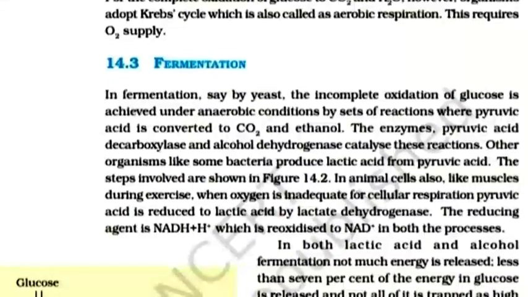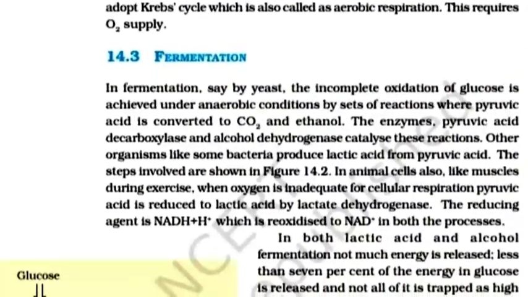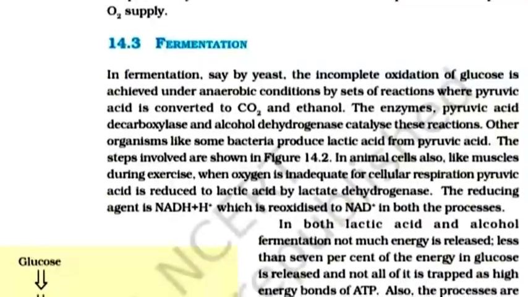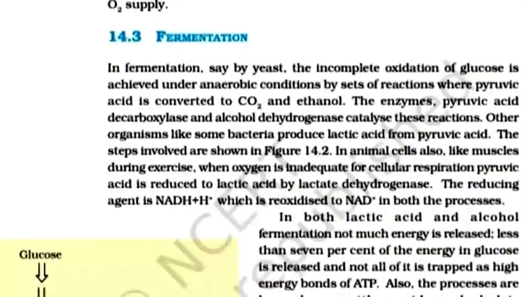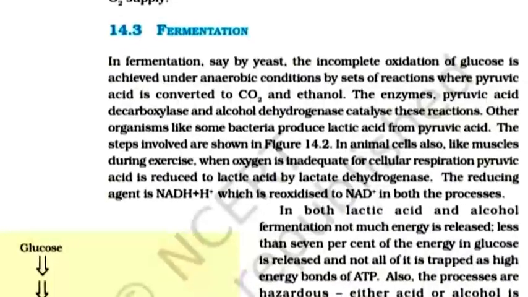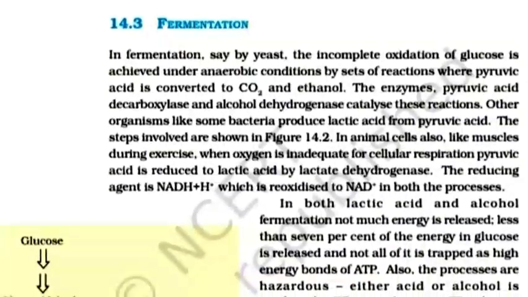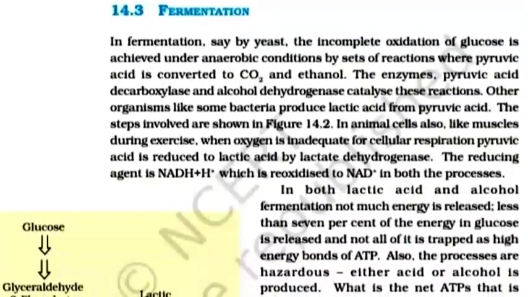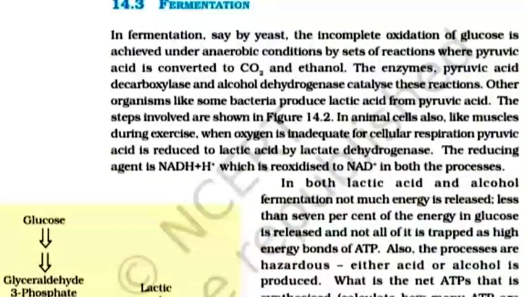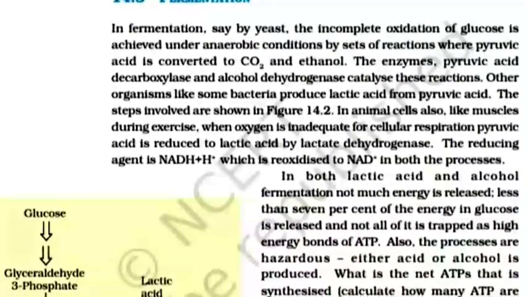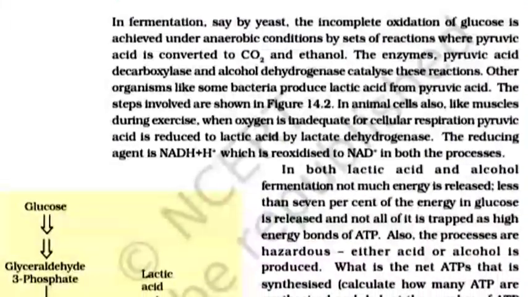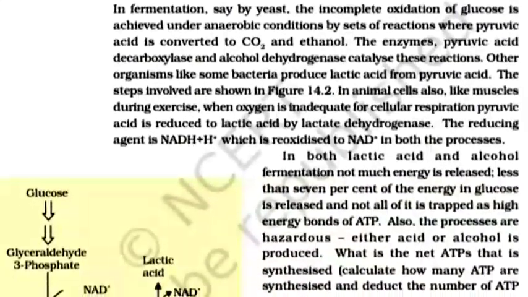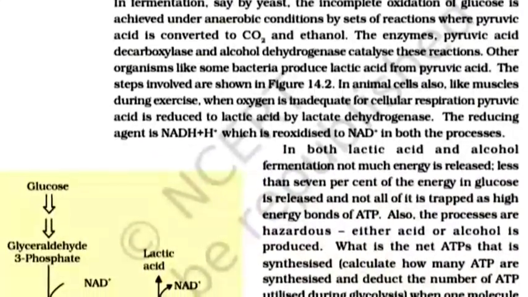Fermentation. In fermentation, say by yeast, the incomplete oxidation of glucose is achieved under anaerobic conditions by a set of reactions where pyruvic acid is converted to carbon dioxide and ethanol. The enzymes pyruvic acid decarboxylase and alcohol dehydrogenase catalyze this reaction. Other organisms, like some bacteria, produce lactic acid from pyruvic acid. The steps involved are shown in the figure.